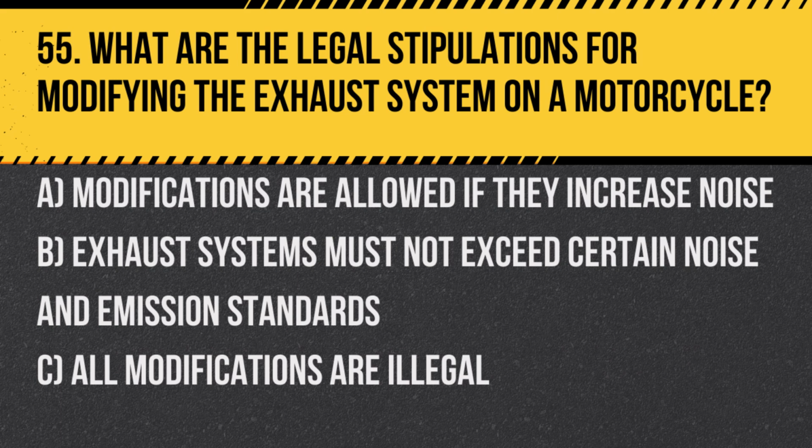Question 55. What are the legal stipulations for modifying the exhaust system on a motorcycle? A. Modifications are allowed if they increase noise. B. Exhaust systems must not exceed certain noise and emission standards. C. All modifications are illegal. Answer. B. Exhaust systems must not exceed certain noise and emission standards. California has strict regulations to control noise pollution and emissions for motorcycles.